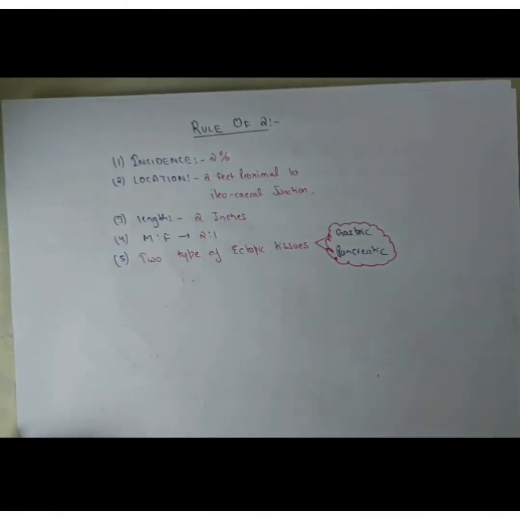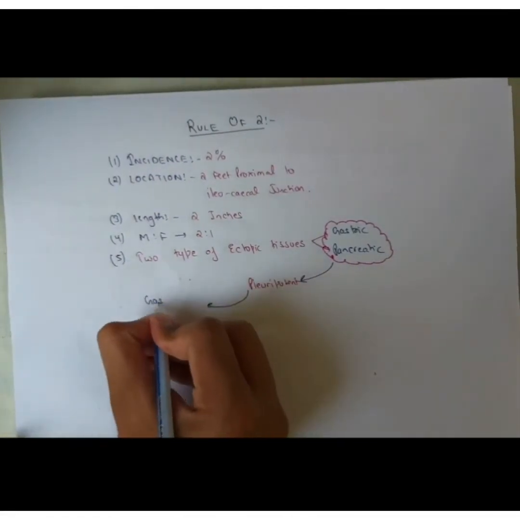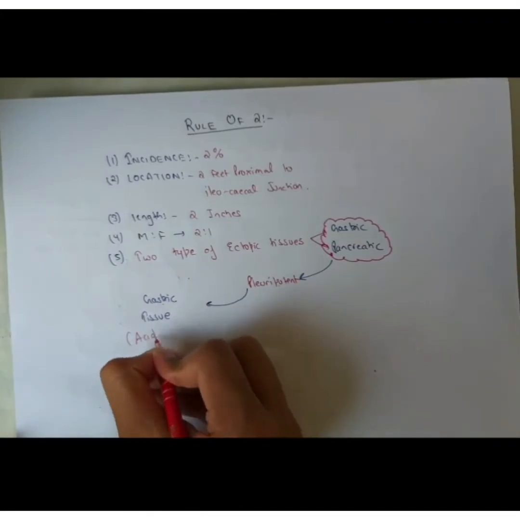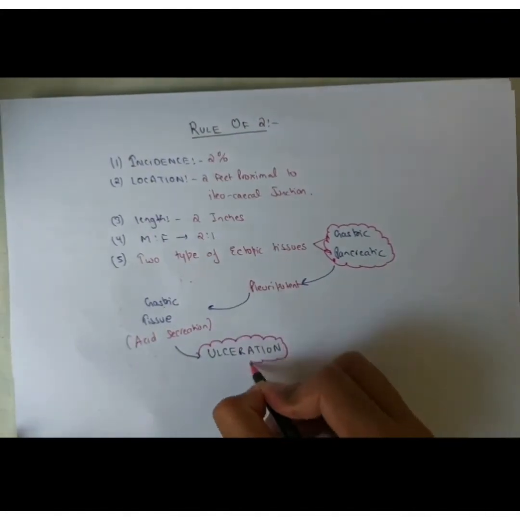Two types of ectopic tissue may be present in Meckel's diverticulum, that is gastric and pancreatic. Since Meckel's diverticulum consists of pluripotent cells, which can give rise to new types of cells, gastric tissue is the most common, which can secrete acid and can lead to ulceration of Meckel's diverticulum.